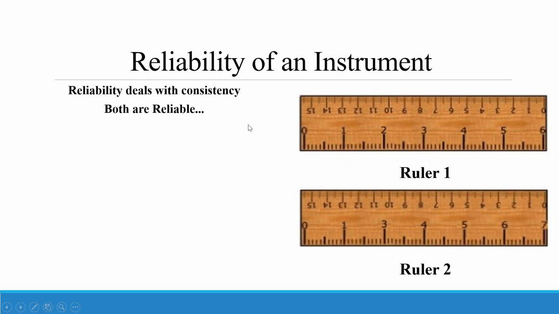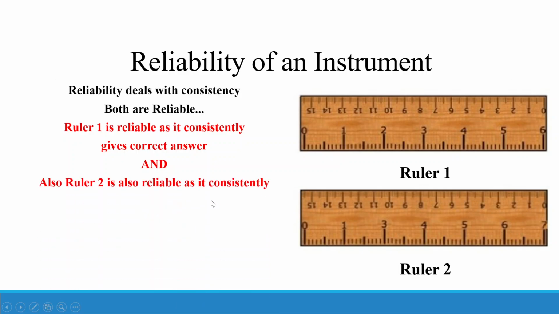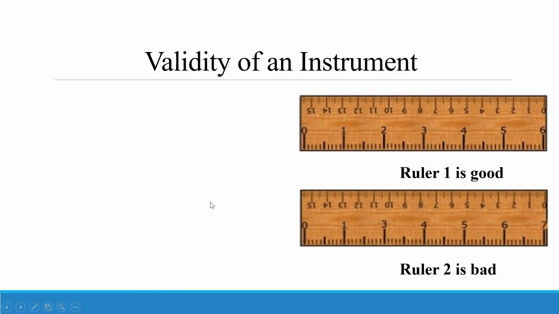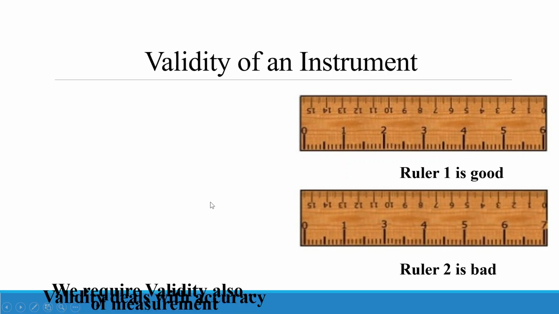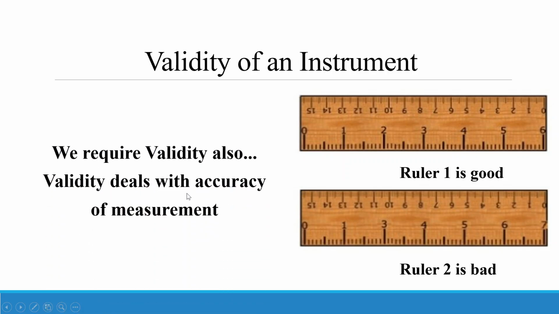Let's see how. Ruler 1 is reliable as it consistently gives the correct answer. And ruler 2 is also reliable as it consistently gives wrong answer. But we don't only require reliability, we also require validity of an instrument. So validity deals with the accuracy of the measurement. Ruler 1 is good, ruler 2 is bad, so it's not a valid instrument.